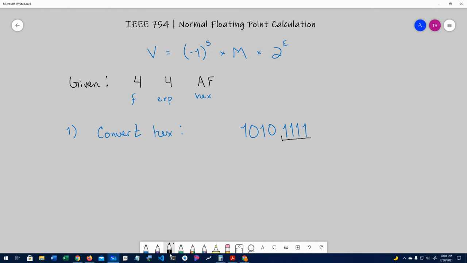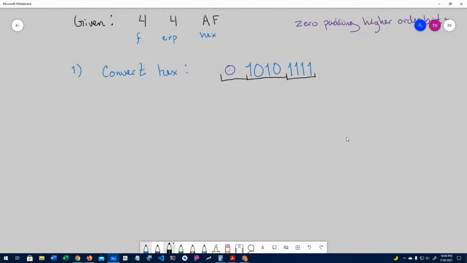So the first 4 bits are assigned to the fraction field. The next 4 bits are going to be assigned to the exponent field. And we are 0 padding the higher order bits. So in this case, we're going to have to add that 0 for the sign bit. And then in the next step, I would just clarify what that stands for.